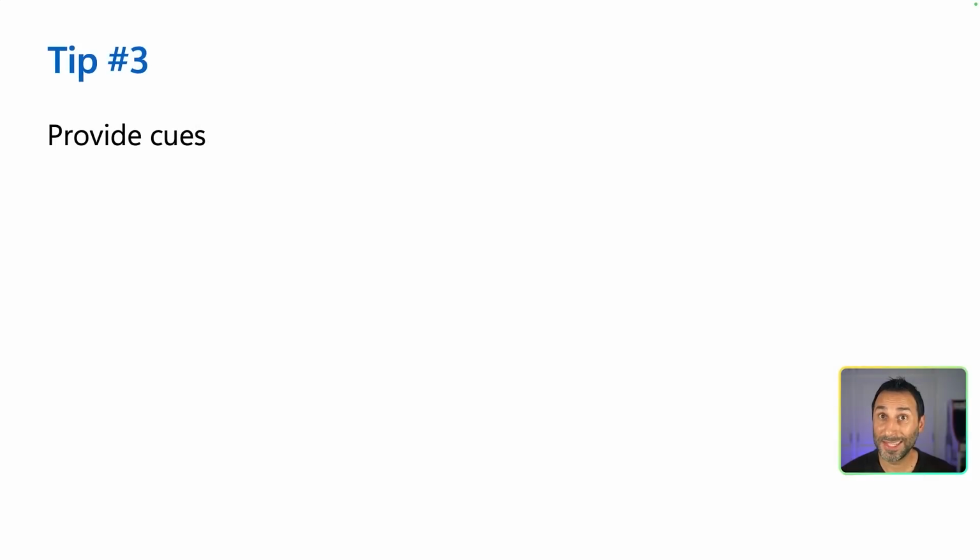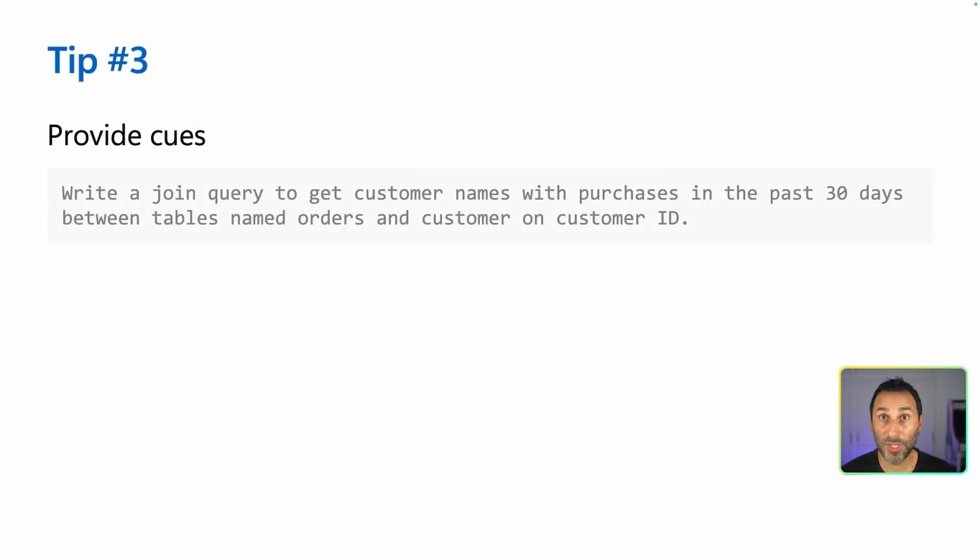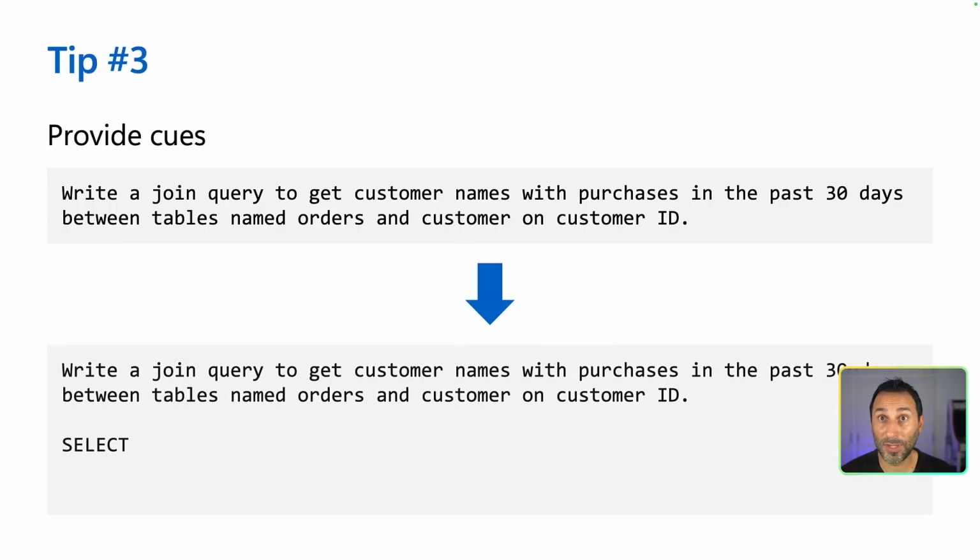Sometimes, you do not need complex description to get what you want. Instead, you can use simple cues to lead the model in the right direction. Like here, adding the keyword select will make the model generate a SQL query, even though we did not specify the query language anywhere.